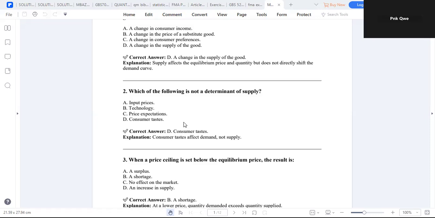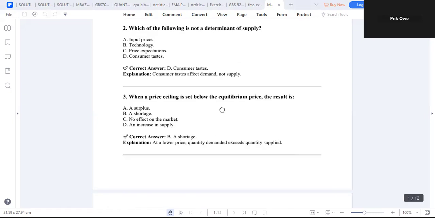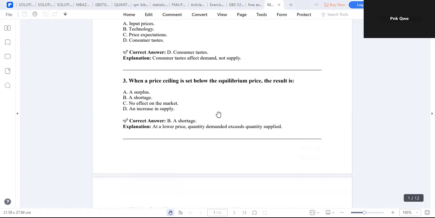So, which one of the following is not a determinant of supply? It's consumer taste. Okay, consumer taste only affects demand, not supply. Are we together? Input prices and expectations will affect supply. All right. Question number 3.